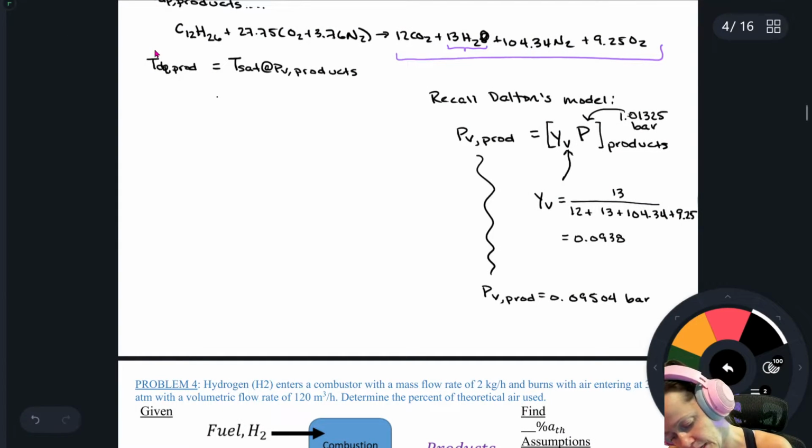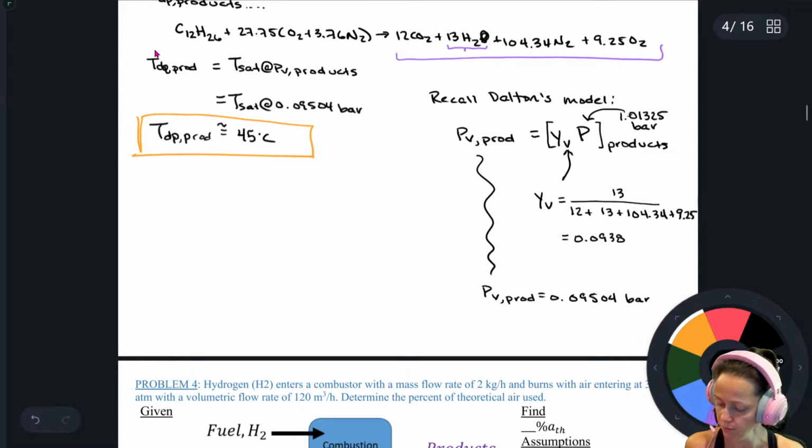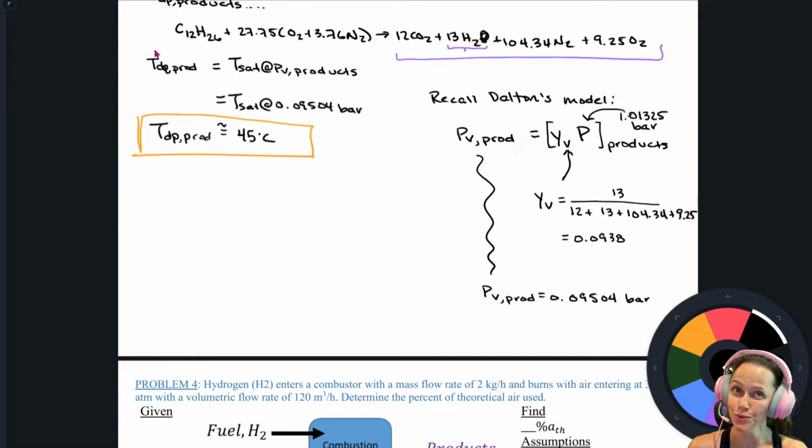So this is going to be T_sat at 0.09504 bar, which is about 45 degrees Celsius. All right. Perfect. All right, so let's do another one.